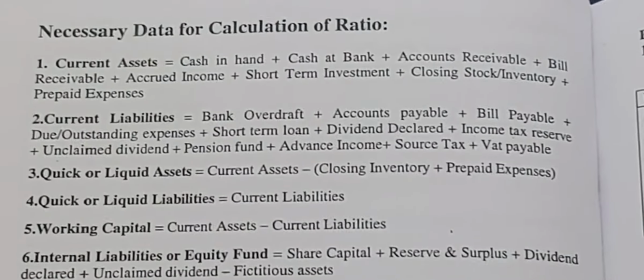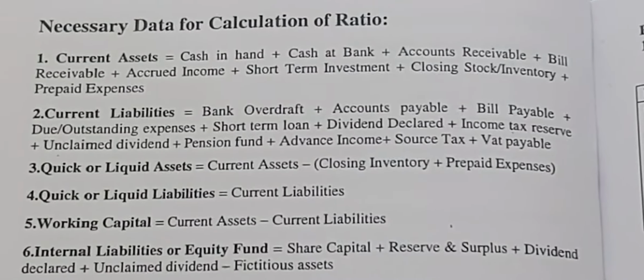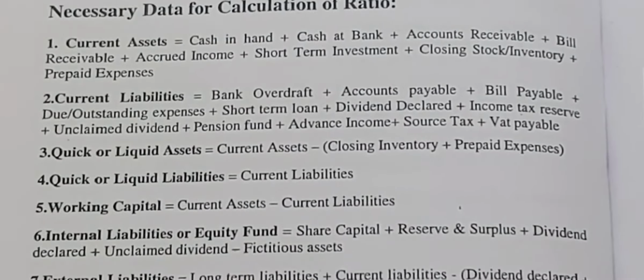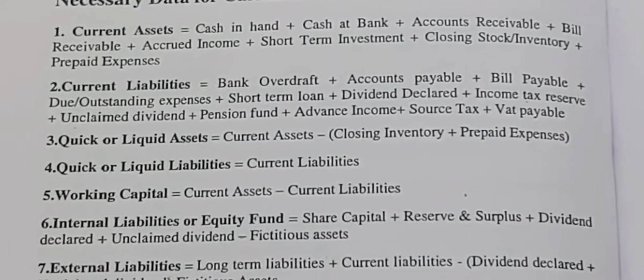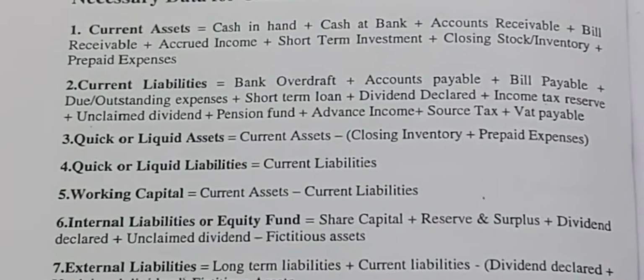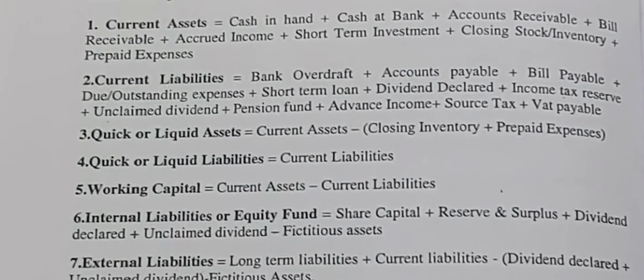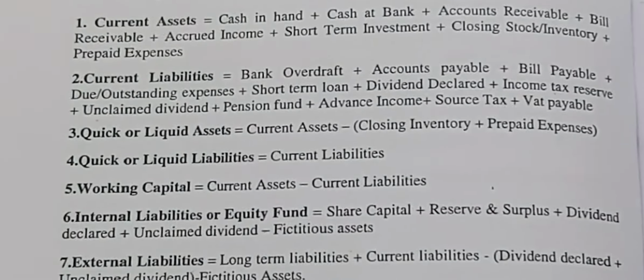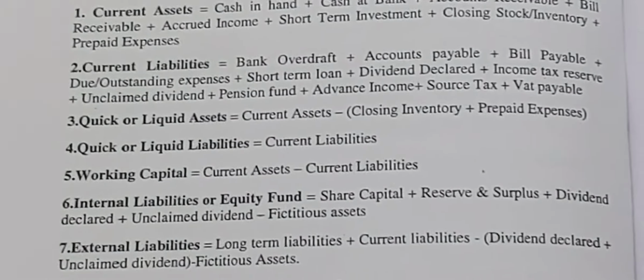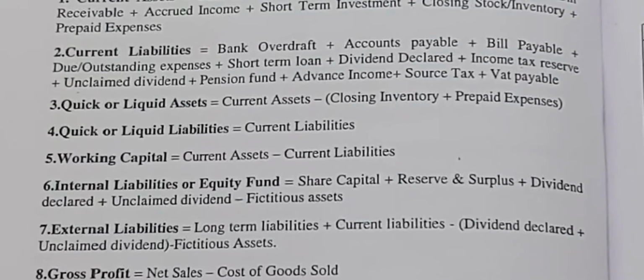Current liabilities: bank overdraft plus accounts payable plus bills payable plus dues or outstanding expenses plus short-term loan, dividend declared plus income tax reserve plus unclaimed dividend plus pension fund plus advance income plus source tax plus VAT payable.